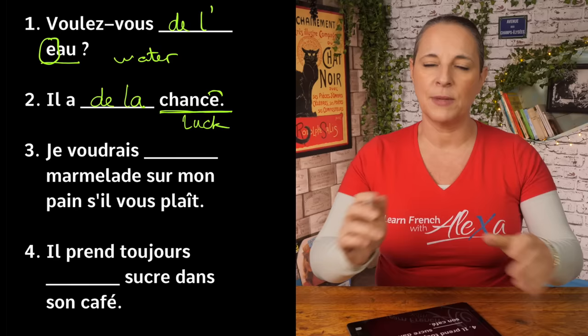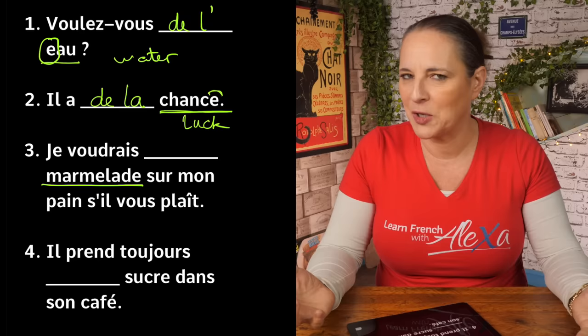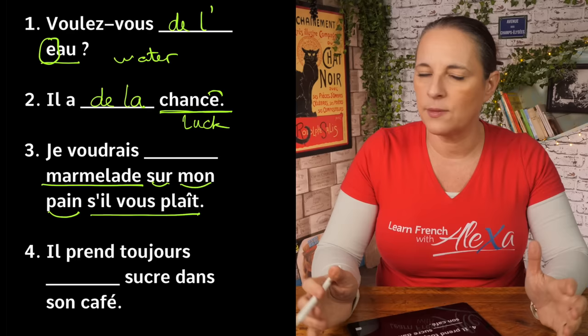Let's have a look at my next example. Je voudrais, and then partitive article, marmelade sur mon pain, s'il vous plaît. Marmalade, okay, that's some jam. On my bread, please, okay. So, je voudrais. Now, I would like some marmalade on my bread. How do you say some here?